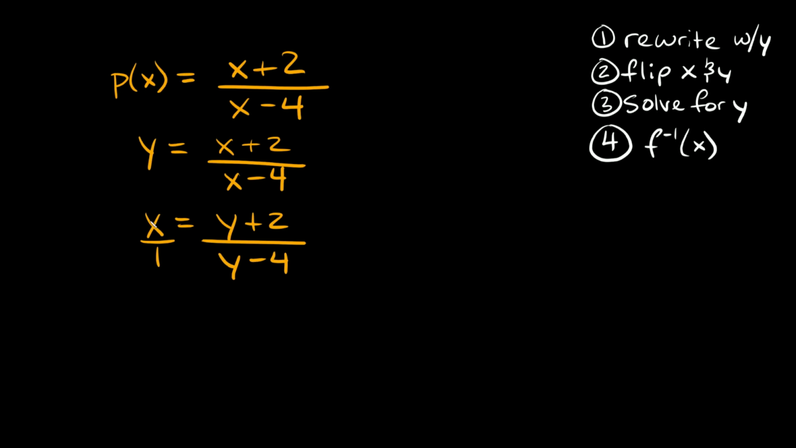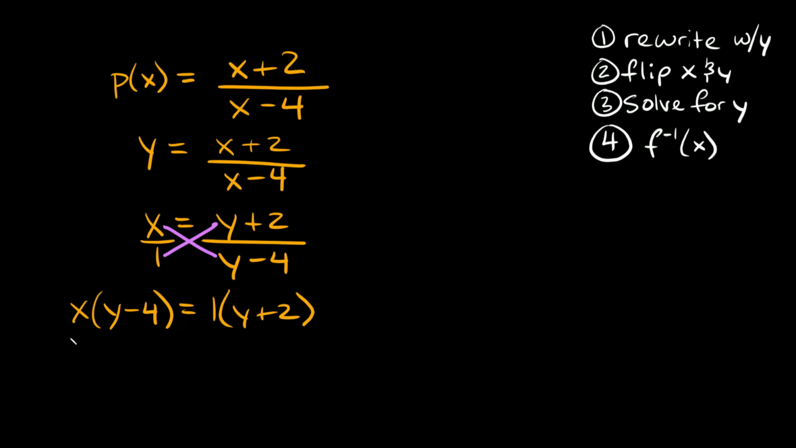But the reason I'm going to do this is because now I've set up a proportion, right? x over 1 is equal to y plus 2 over y minus 4. And in order to solve a proportion, all you need to do is cross multiply. So we're going to multiply these two together, and then set that equal to our other cross. Our first cross is x times y minus 4. So let's write that out: x times y minus 4, and that's equal to our other cross, 1 times y plus 2.